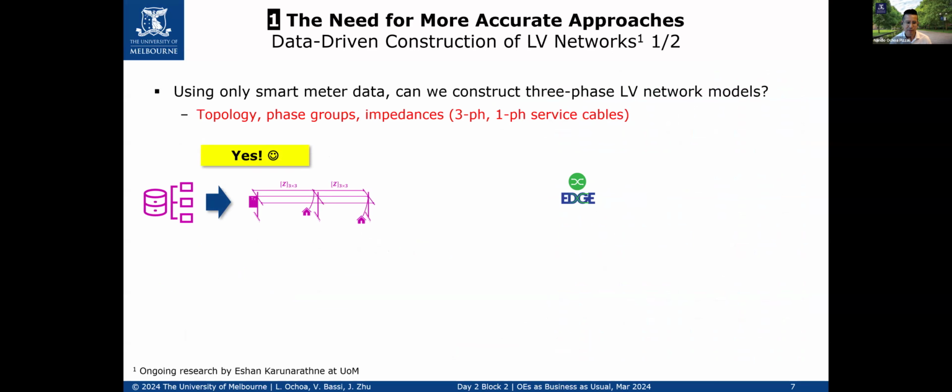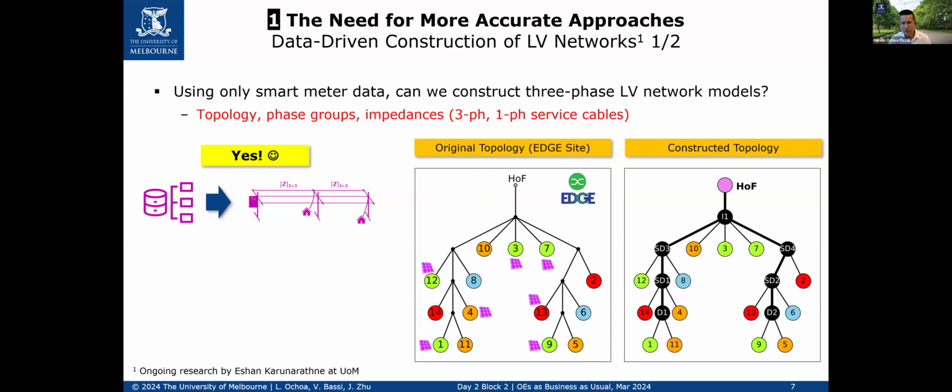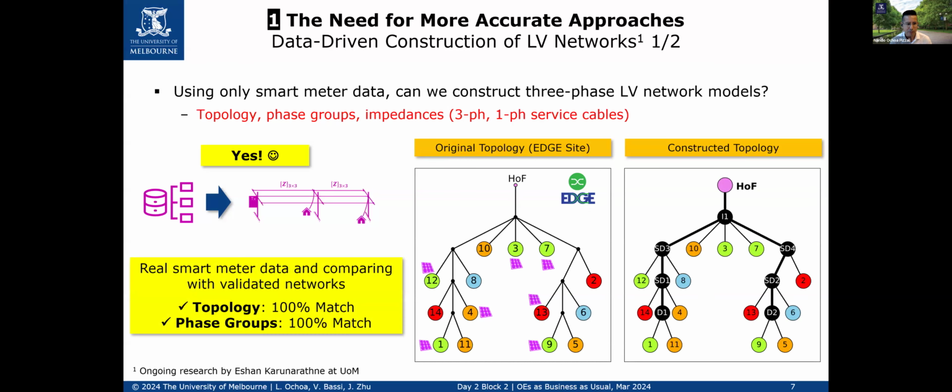Well, the answer is yes, we can. This is part of the ongoing research by Ehsan, the University of Melbourne as well. What we are showing you here is the original topology of a validated Project EDGE site on the left. So we know the phases, those are the colors there that you have in the circles. We know the topology and we know the impedance. Just using smart meter data, we were able to construct the topology, nothing else. With smart meter data and very sophisticated approaches, it is possible to really match the topology of the validated network from Project EDGE, where people needed to go and check and everything, a lot of time for that. And it was possible to match the phase groups.